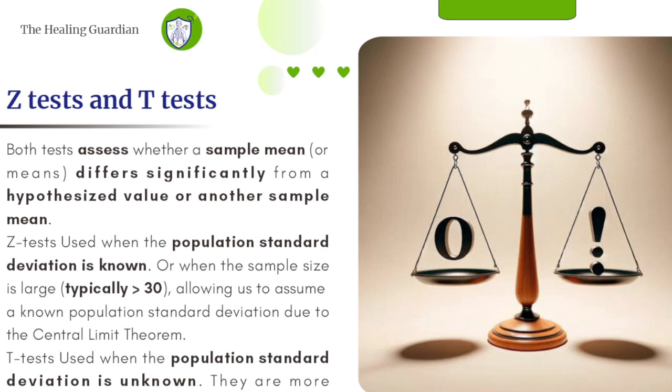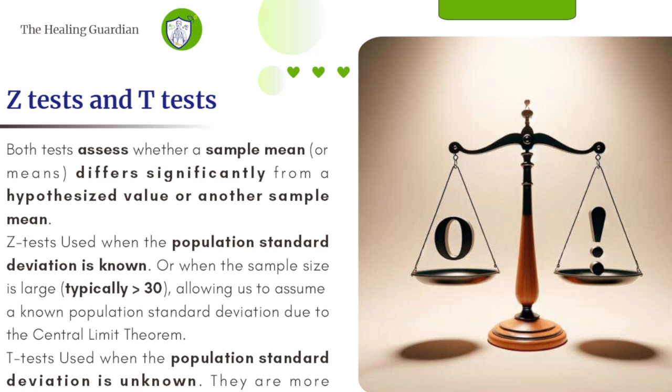Z-tests are used when the population standard deviation is known or when the sample size is large. Meaning if I'm comparing body weight, for me to use a z-test, I must know the standard deviation of the body weight in the whole population, which is in most real world scenarios not ideal. And we can only use it when the sample size is greater than 30.